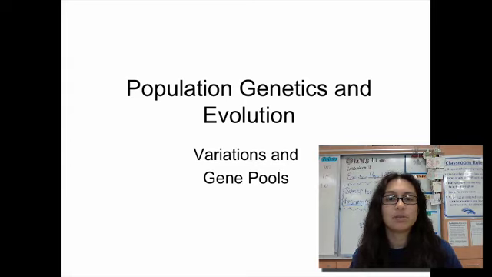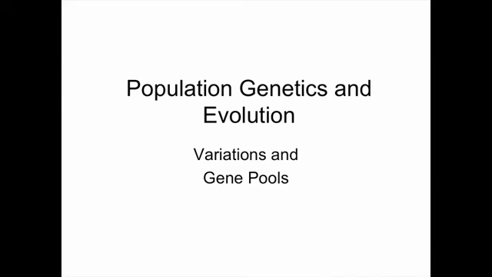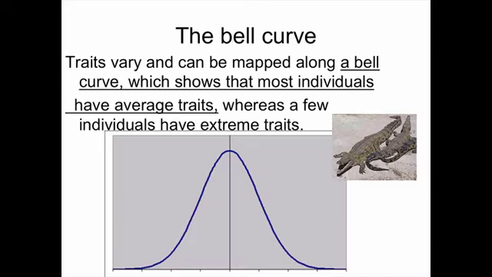So first we're going to start with variations, and that's going to help us understand gene pools a little bit better. One of the biggest things in order to understand what's going on with variations is to understand the bell curve. If you were to gather all the individuals of a single species in front of you and line them up, you would find that there is variation for just about every single trait that you can see in that species. So there's always going to be variations, differences from one individual to the next within that species.